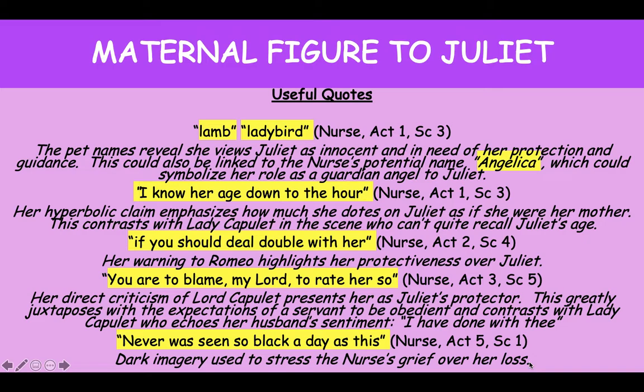Now, what you could raise there, especially later when we look at the fate of Juliet, is does she fail as her guardian angel? Because she leads her to marry Romeo, and that leads to Juliet's suicide.